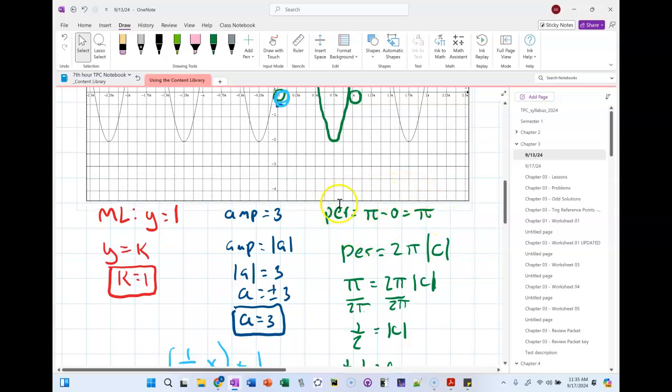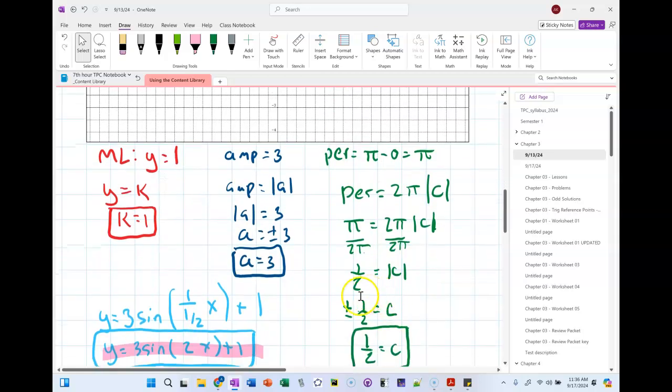We said the period was pi, and then we know the period is 2 pi times the absolute value of C. So we have the equation pi equals 2 pi times the absolute value of C. To solve that for C, we divide both sides by 2 pi to get 1/2 equals the absolute value of C, or C is plus or minus 1/2.